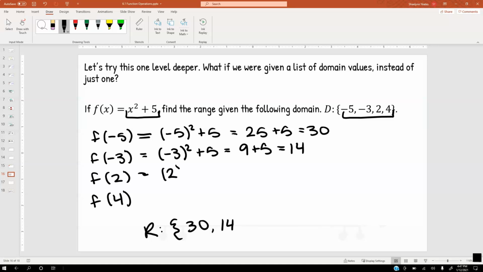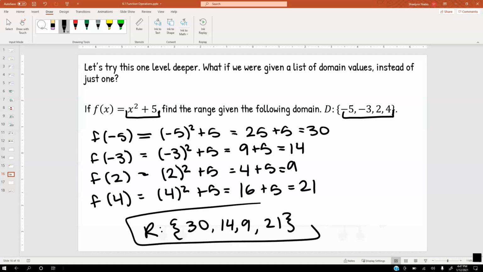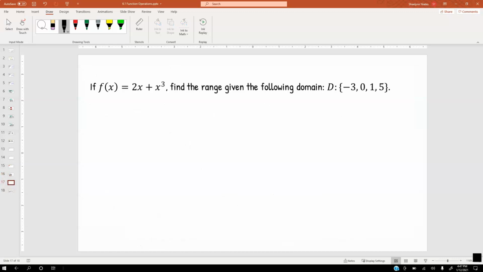Here, this is going to be 2 squared plus 5, which is 4 plus 5, which is 9. So my next range value would be 9. And we're going to do 4, so we've got 4 squared plus 5. So this is 16 plus 5, and this is 21. So I do comma 21. And there's my range.